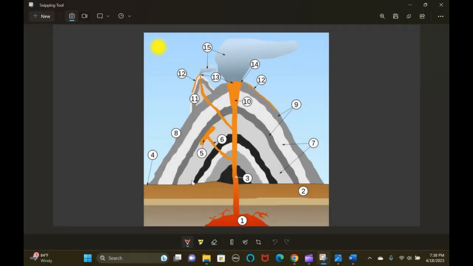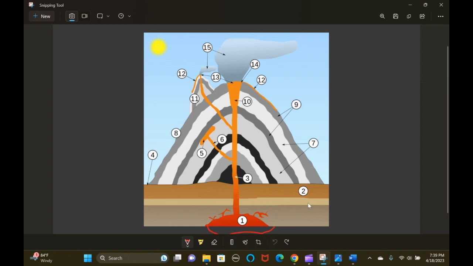Alright, thanks, Science Bro. And now we're going to get into what the actual parts of the volcano are. So here's our diagram. We've got 15 parts of the volcano to go over. First, we're going to start with our first one down here. This right here is the magma chamber, kind of right at the bottom. It's where all that magma is getting stored.